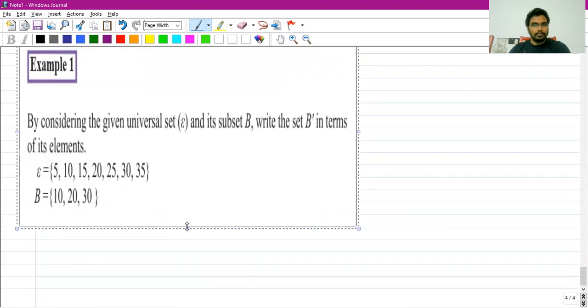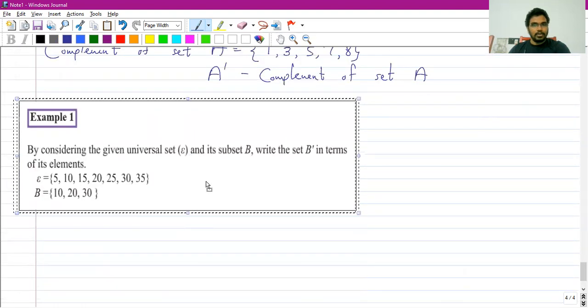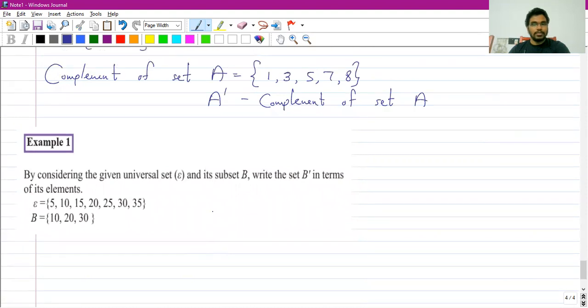Example number 1. If you want, you can pause this video and answer this question. I will do the answer now. Example number 1. By considering the given universal set and its subset B, write the set B dash. Now you know B dash means it is the complement of set B, in terms of its elements.